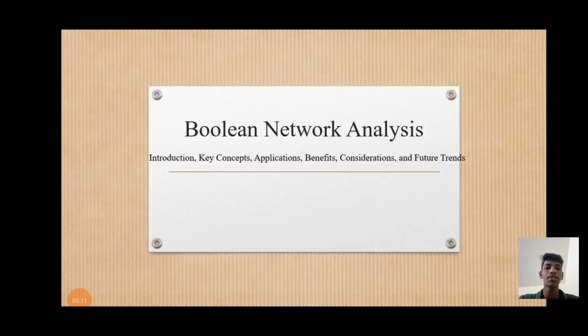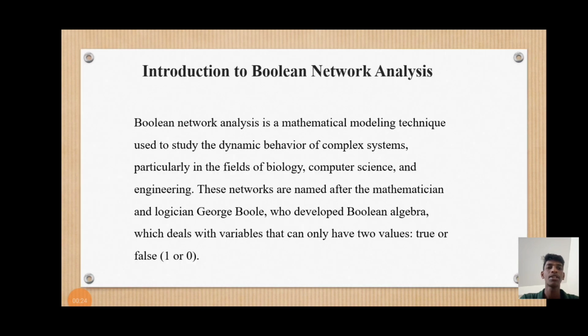Today we are going to discuss the topic Boolean network analysis. We are going to discuss the introduction, key concepts, applications, benefits, considerations and future trends of Boolean network analysis. Introduction to Boolean network analysis.